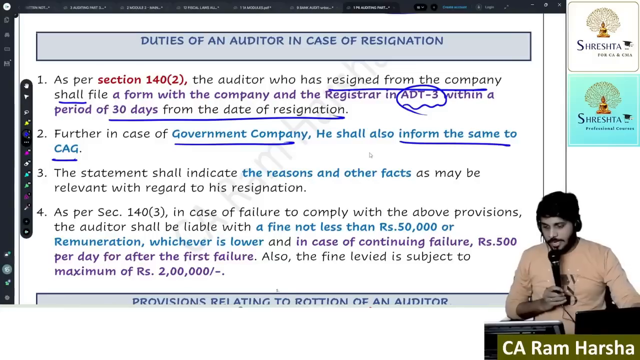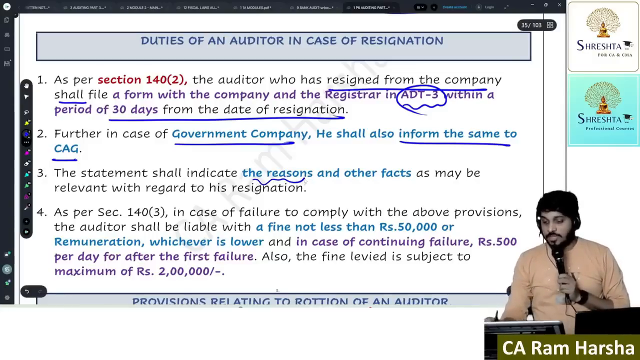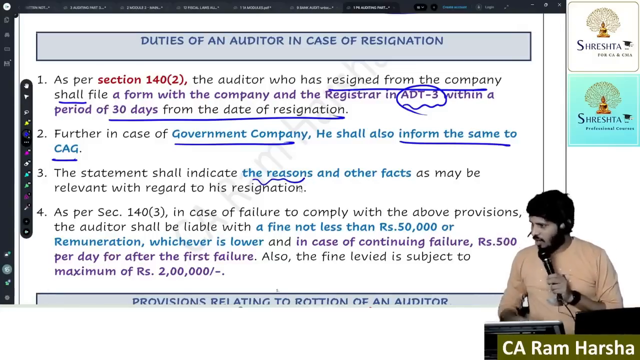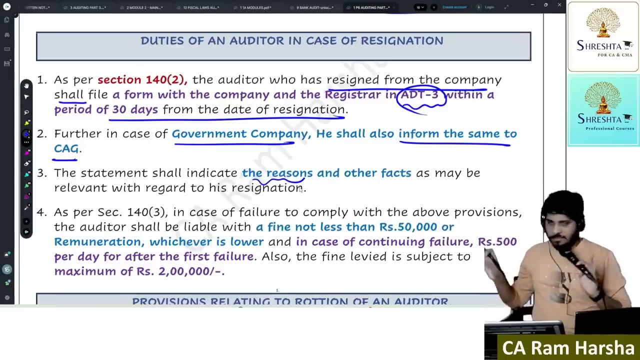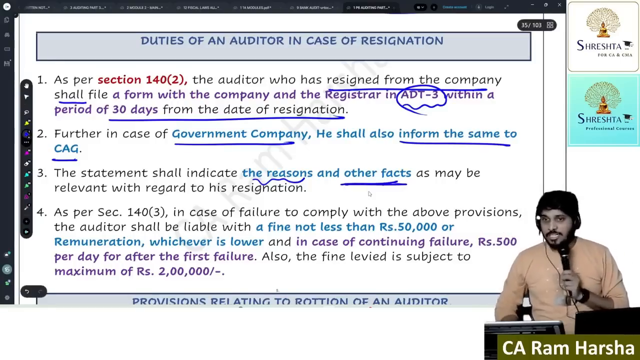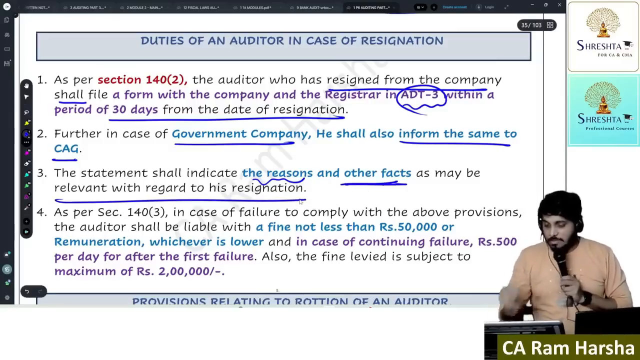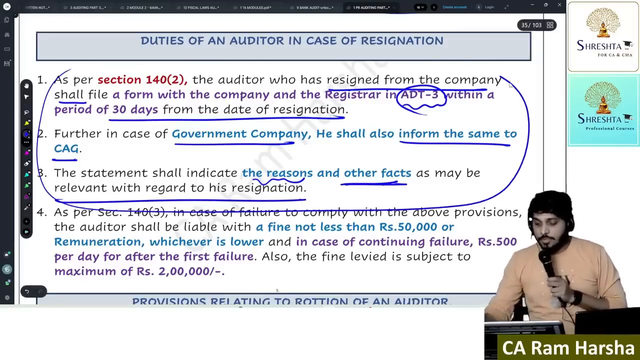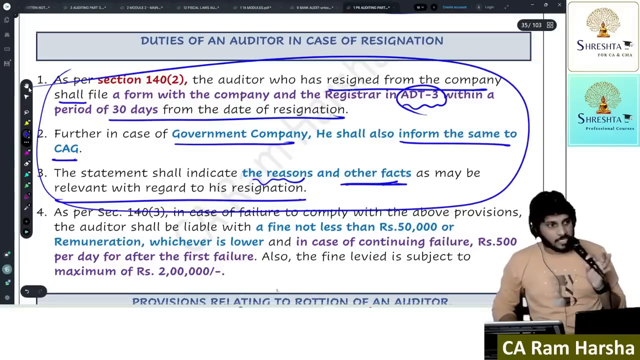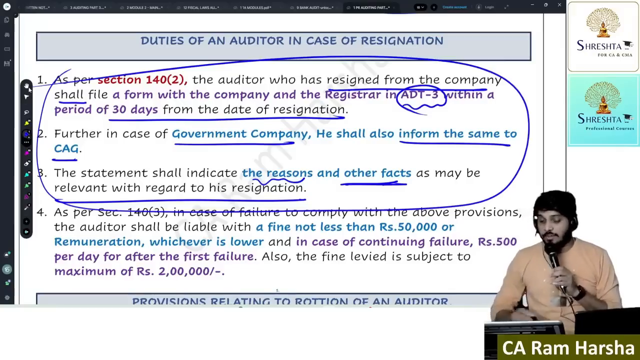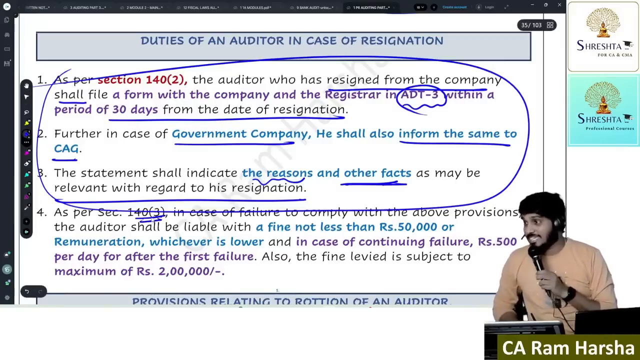Understood. Next. Now, whatever the reason for which you are filing the form, should you mention the reason or not? Clearly, whatever, anything is fine. Any reason you can mention. So, the auditor should mention the reasons and other facts that may be relevant regarding resignation. Suppose you fail to comply with the above terms and conditions, you are liable for punishment under Section 140 subsection 3.